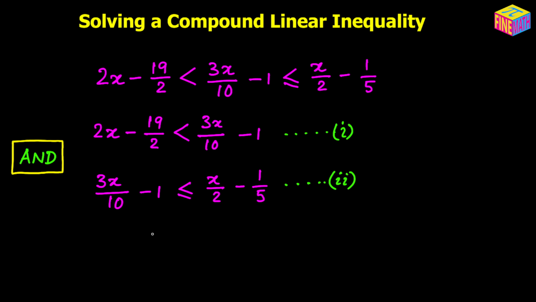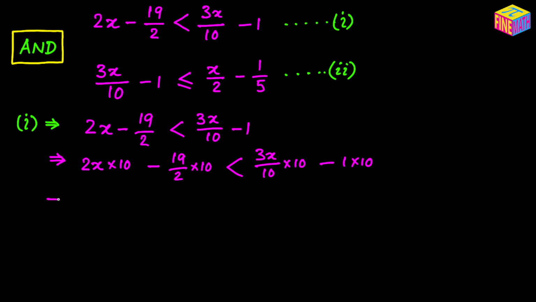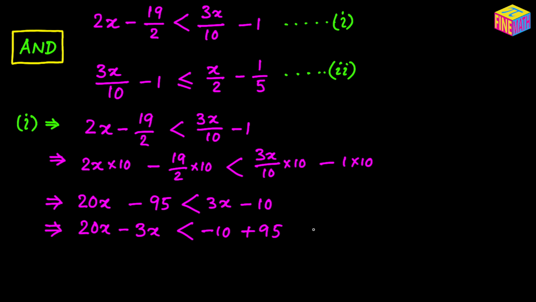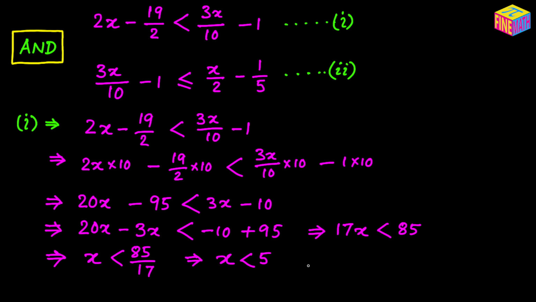Now let's solve them one by one. First we are going to solve the first inequality. Let's multiply both sides by 10, so that we can get rid of the denominator, because the LCM of 10 and 2 is 10. Because we are multiplying by a positive number, the inequality sign will not change; it will remain as the less than sign. Then let's simplify a little more. From the first inequality we get x less than 5. That's our solution for the first inequality.